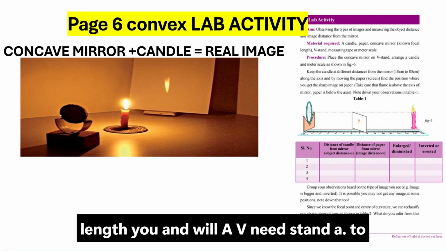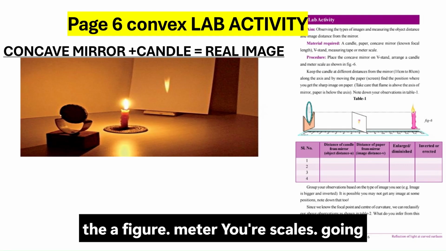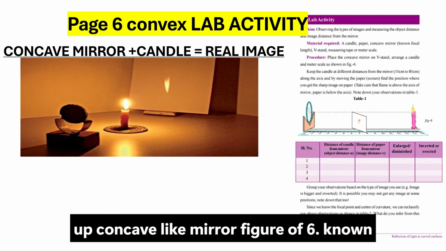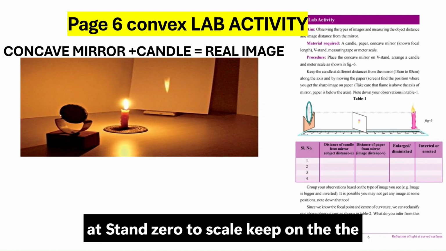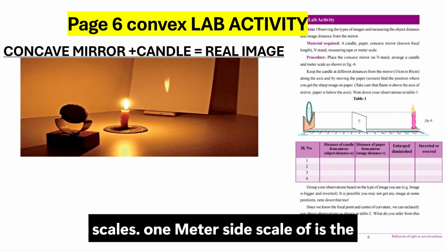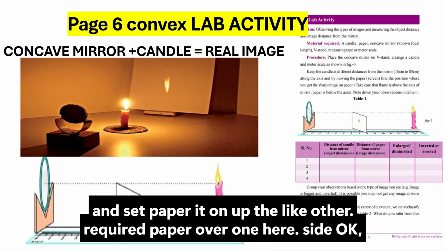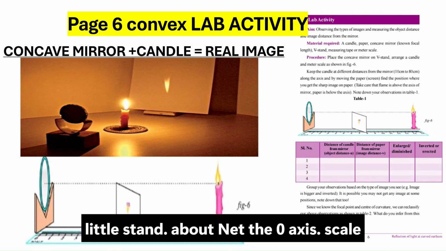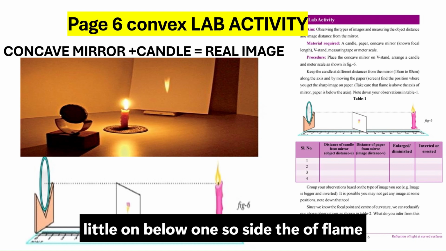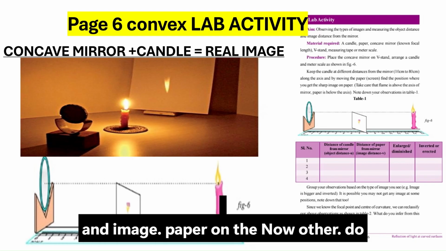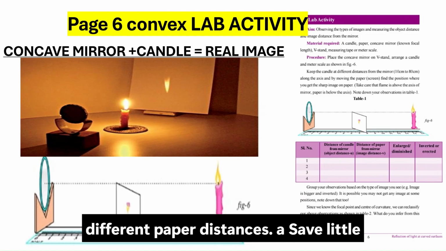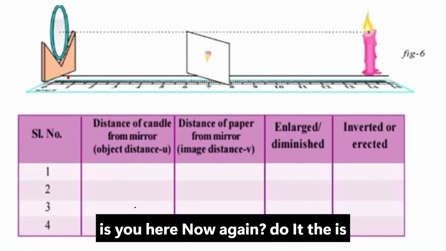So you will need a candle as shown in the figure, a paper as a screen, a concave mirror of known focal length, a V stand to keep the mirror, and a meter scale. Set it up like figure 6. Mirror on the stand at 0, scale on the table, candle on one side of the paper, and paper on the other. Keep the flame a little above the axis and the paper a little below, so the flame doesn't block its own image. Now, do the lab.